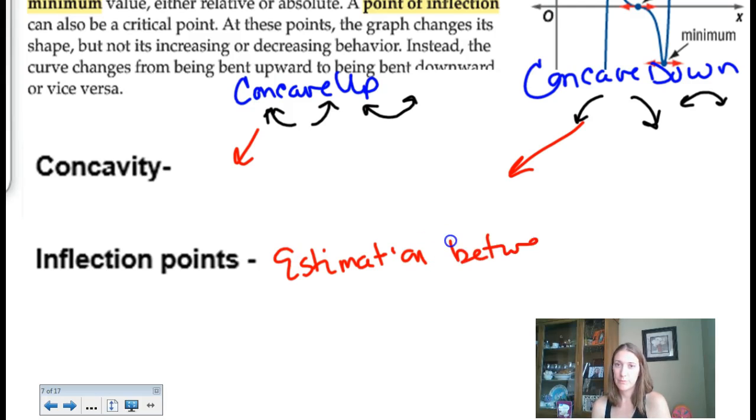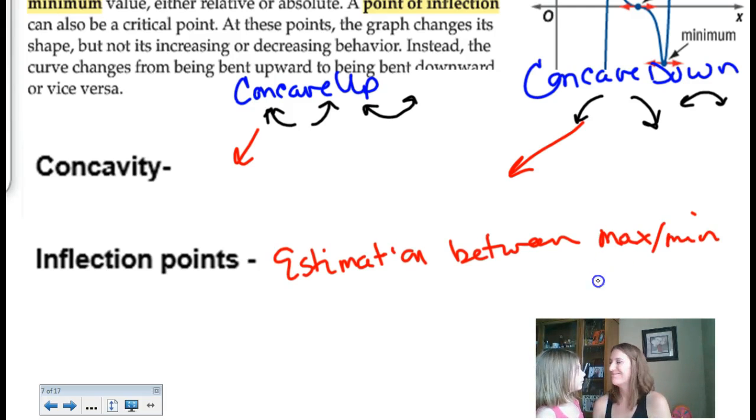Between your max and your min, your extrema. So these polynomial graphs are typically super symmetrical. If you have a maximum of a graph up here and a minimum down here, the halfway point between those two is where we're going to estimate our inflection, where it changes from a sad face to a happy face.